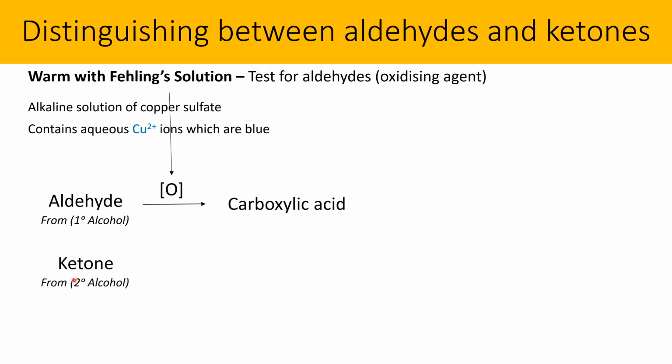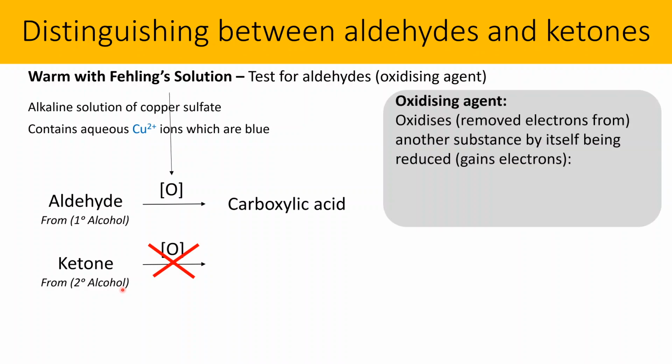Whereas our ketone, that is the product of oxidation from a secondary alcohol, could not be oxidized further. Okay, recap. Our oxidizing agent is a substance which oxidizes another substance by itself being reduced. So it gains electrons by removing electrons from the substance it's oxidizing. So the aldehyde is going to have electrons removed from it in the process of being oxidized.